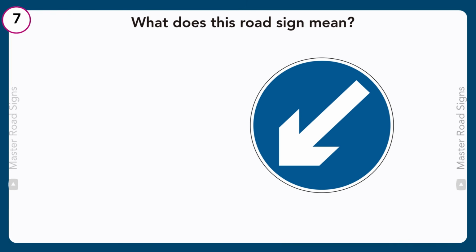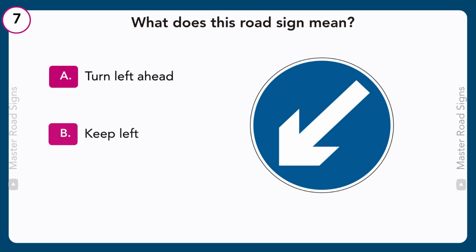What does this road sign mean? Option A, turn left ahead. Option B, keep left. Option C, one-way traffic left.